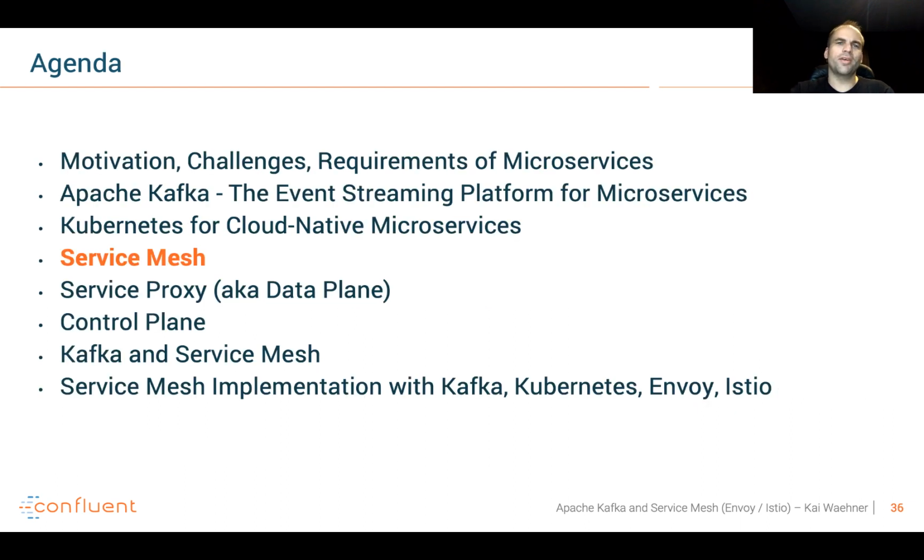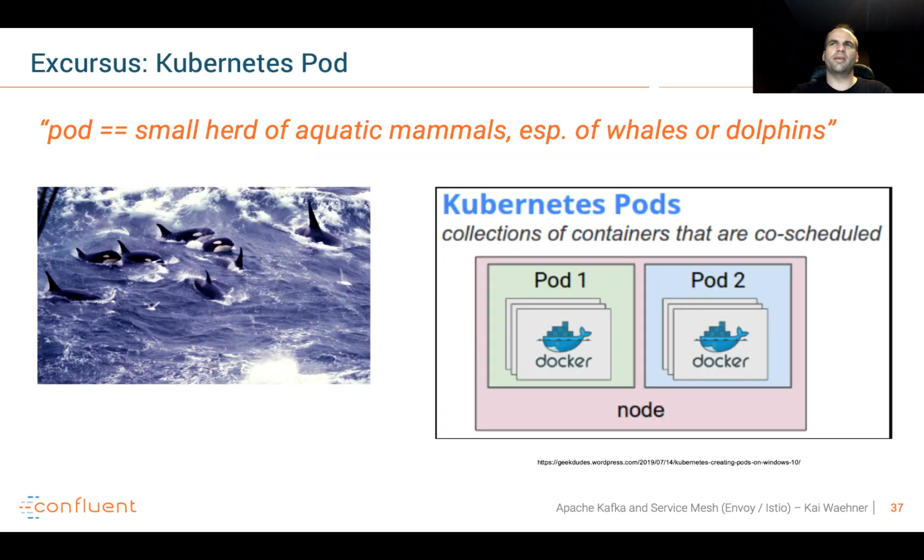This is now where a service mesh comes in. This is a great complementary concept and paradigm compared to Kafka and Kubernetes. It's not competitive, it's complementary. Let's take first a look at the general concept.